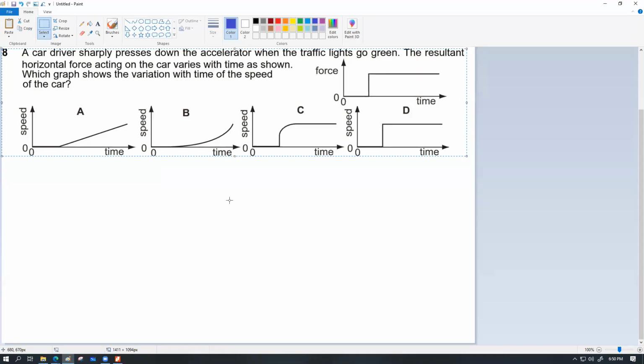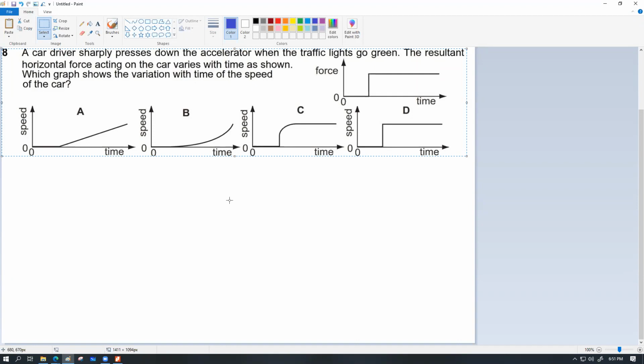The question reads once again: a car driver sharply presses down the accelerator when the traffic lights go green. The resultant horizontal force acting on the car varies with time as shown. Have a look at the graph of the force change. For a small duration at the beginning, the force is 0. So basically the car is waiting at the red light and the accelerator is not pressed. Then when the light goes green, the accelerator is pressed full hard down. So you suddenly have a really big rise of force, and that force value remains constant for the duration afterwards.